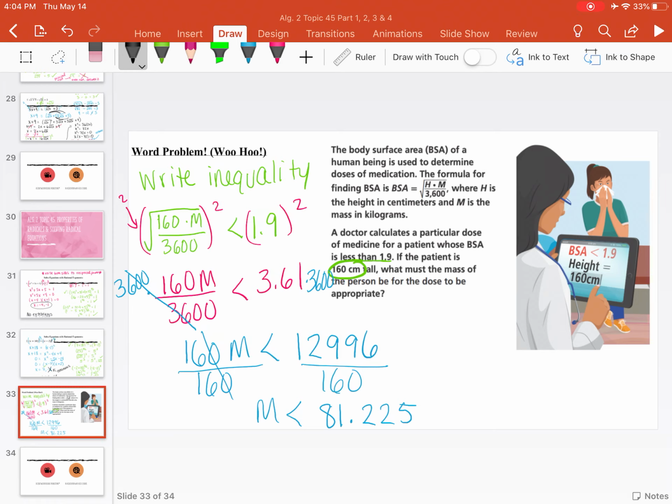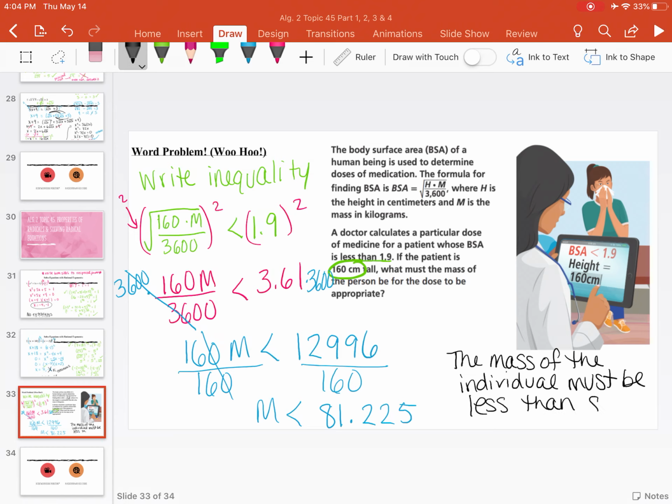So the mass of the individual must be less than 81.225 kilograms, remember, because that is my unit here, for the dose to be appropriate.